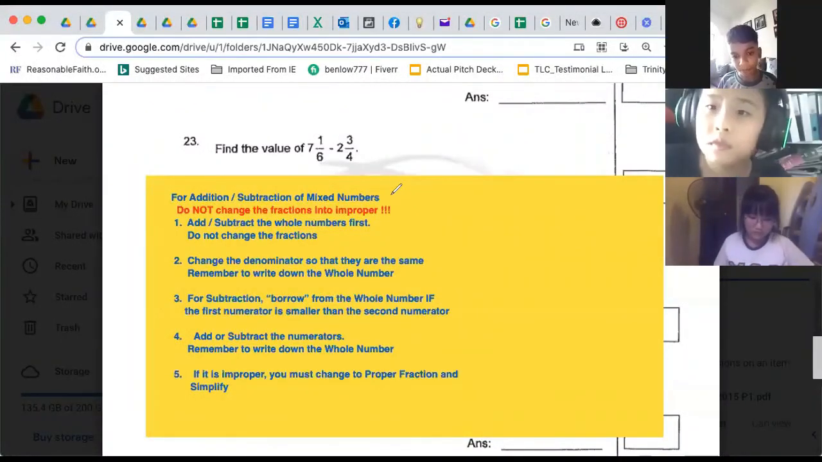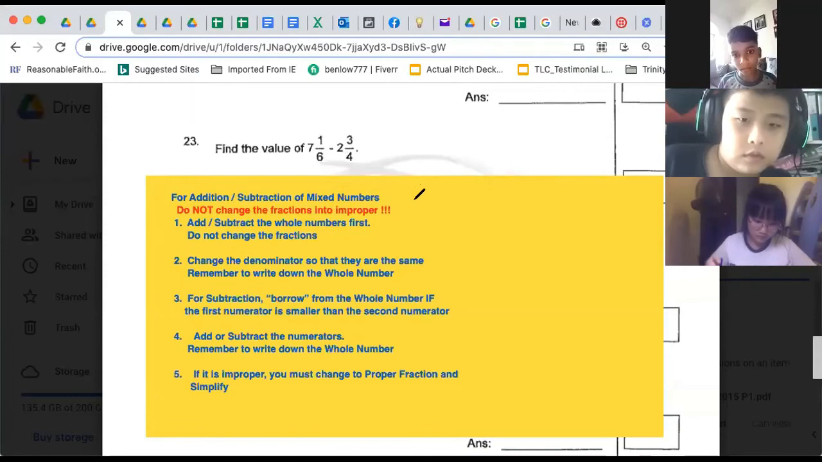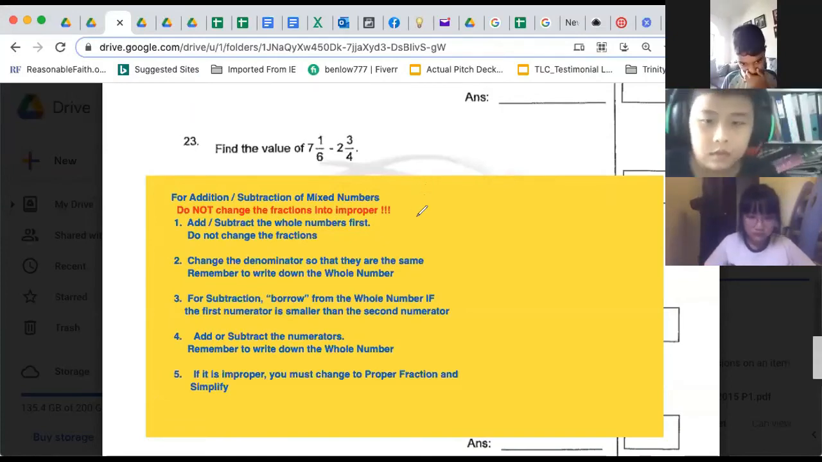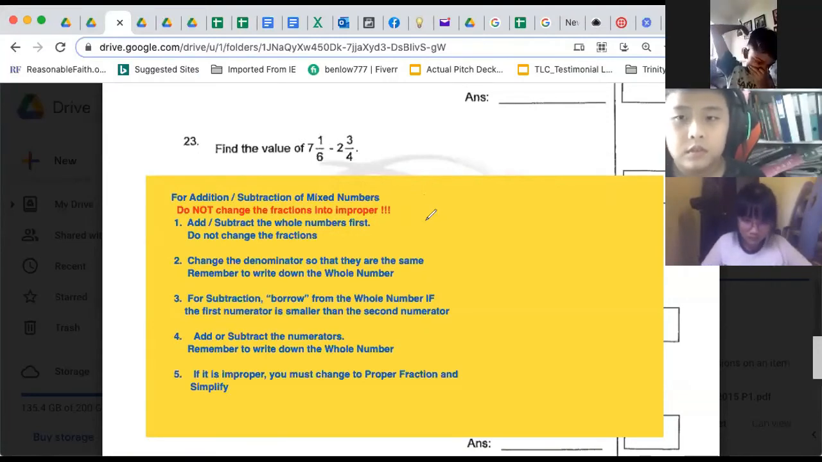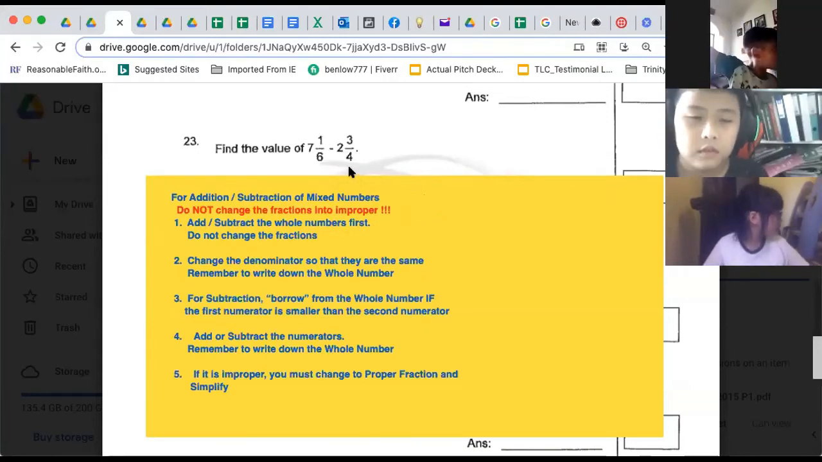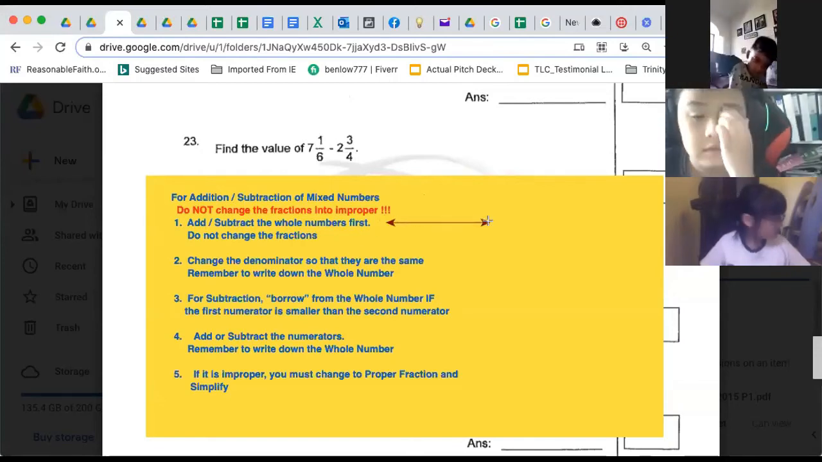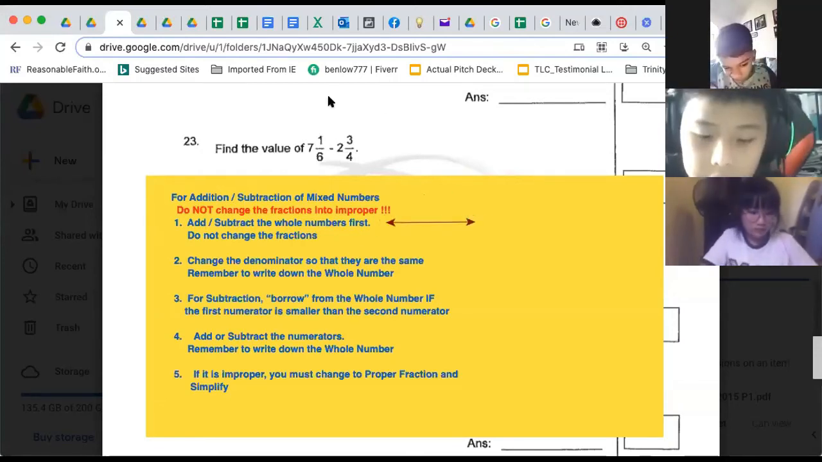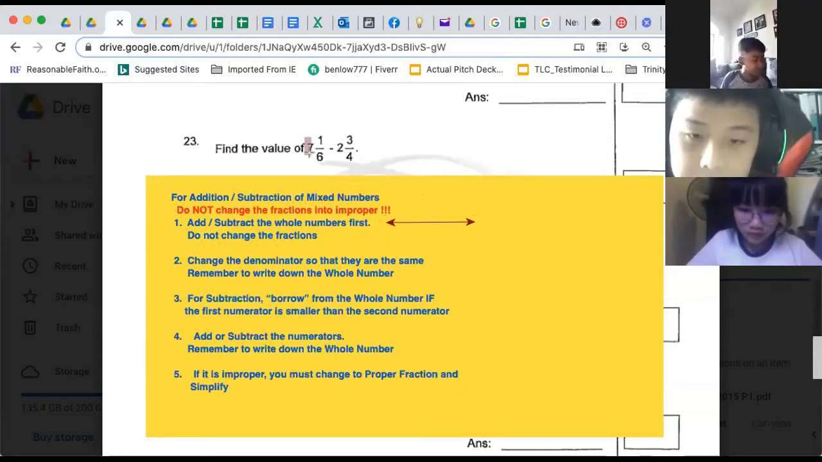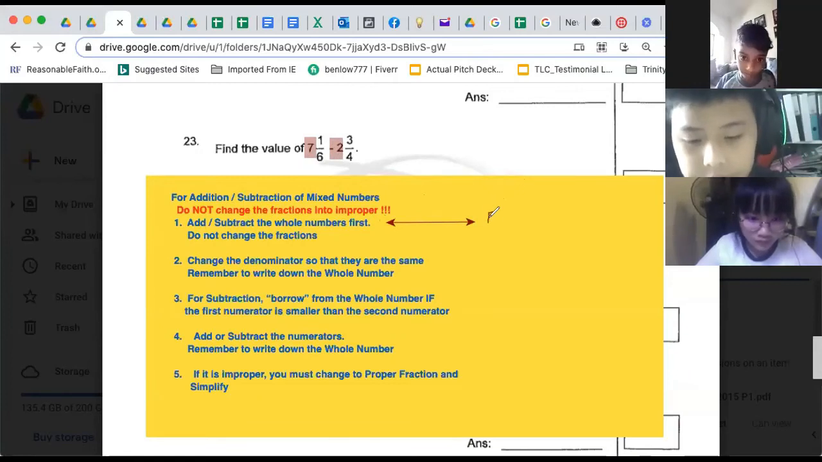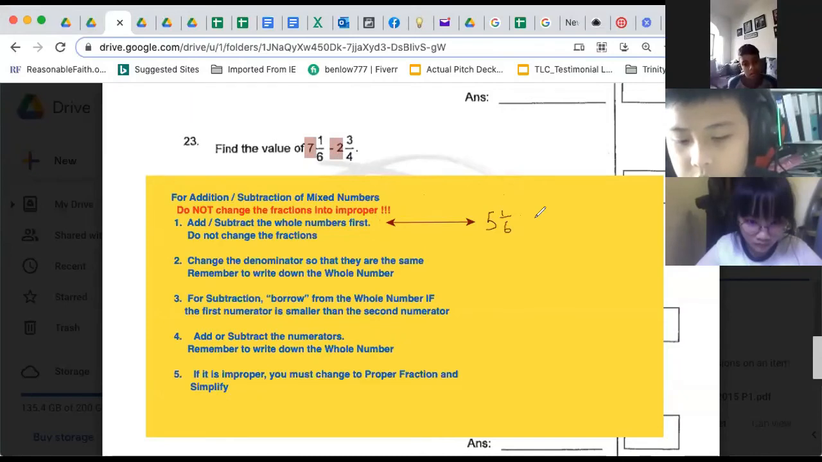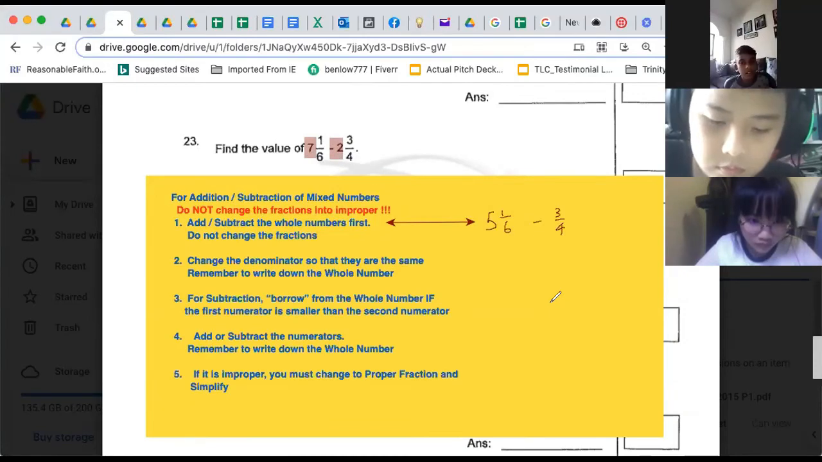Now I'm going to show you a demonstration of how to do this. Guys, watch. Step 1. Add or subtract the whole number first. The whole number is 7 minus 2. Therefore, I now have 5. And I said, do not change the fractions. So I still have 1/6 and 3/4. This is step 1.